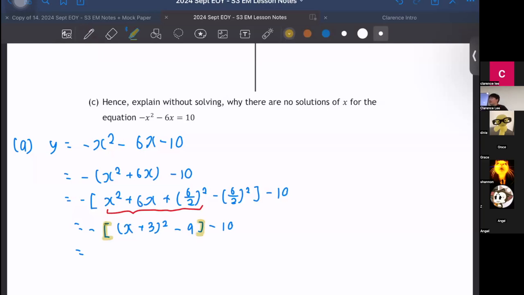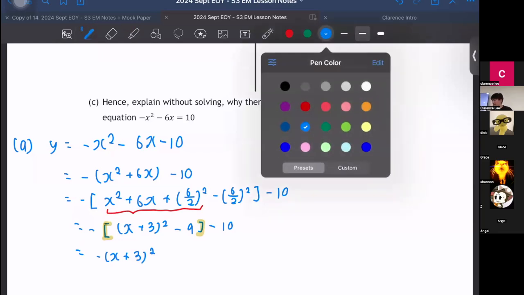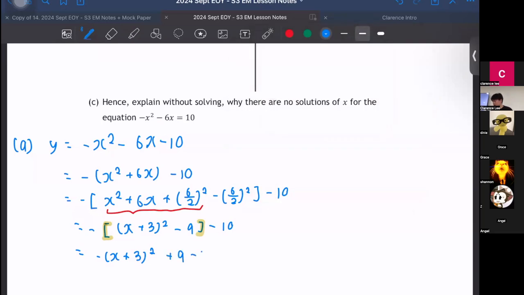From here, you realize there is a big bracket, which is essential because at the start, you realize that you have a bracket inside a bracket. So you must have a big bracket. So from here, you open up the bracket, which means this negative sign applies to everything inside the bracket, which means negative 9 becomes plus 9 minus 10. And therefore, your final answer will be negative (x plus 3) squared minus 1. Okay?